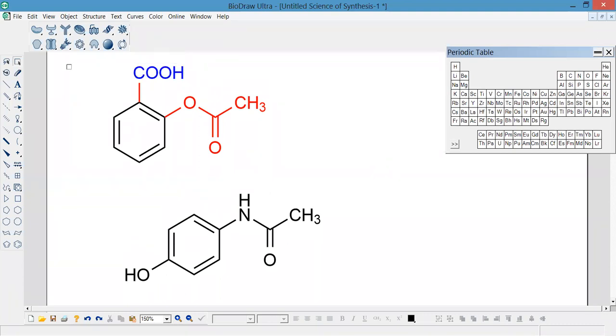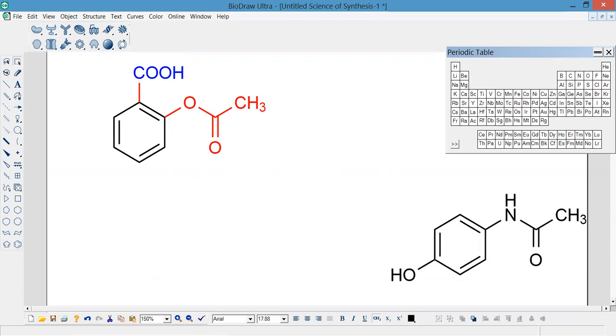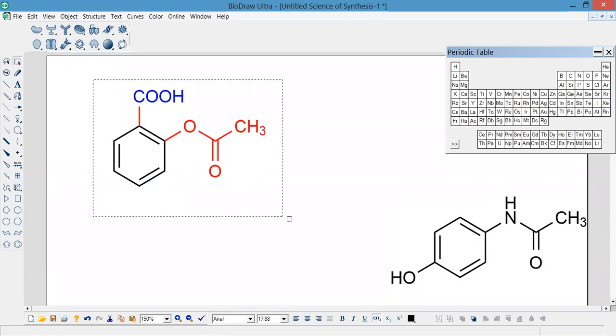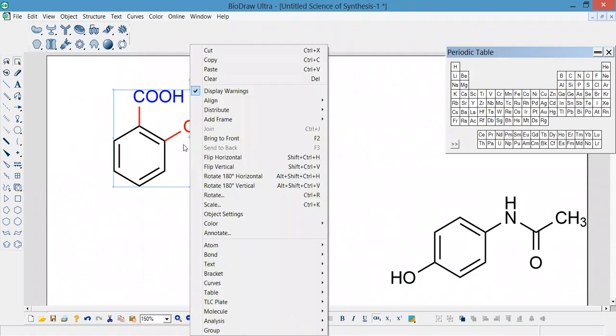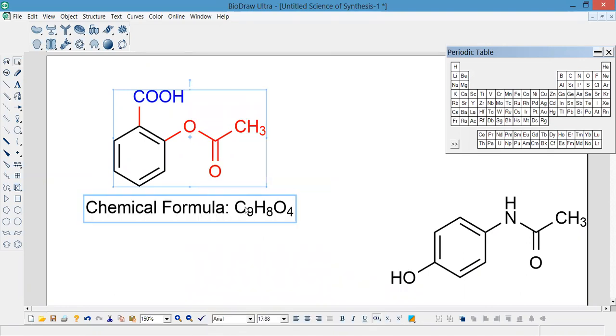Now by using this software, you can identify the different properties of a compound. For example, consider first aspirin. Right click it and go for analysis. You can identify the chemical formula of that compound, that is aspirin.